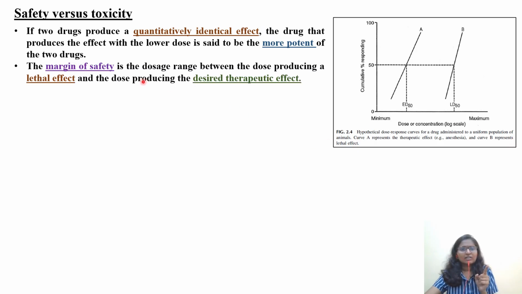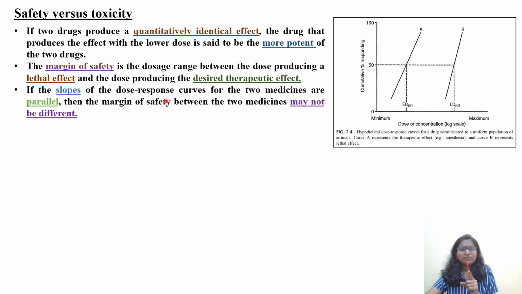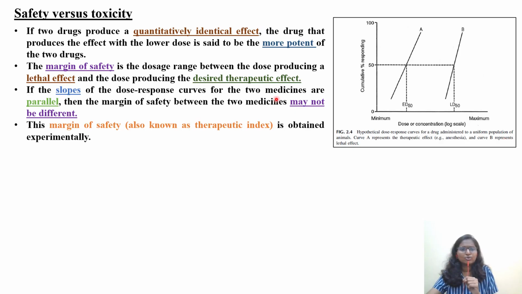Okay, the margin of safety is the dosage range between the dose producing a lethal effect and the dose producing the desired therapeutic effect. So this is the margin of safety, the difference between the two dose response curves. One is the efficacy curve, another one is the mortality curve. If the slopes of the dose response curves for the two medicines are parallel, then the margin of safety between the two medicines may not be different. MOS will be, I think, 1, I believe. You go back and check.